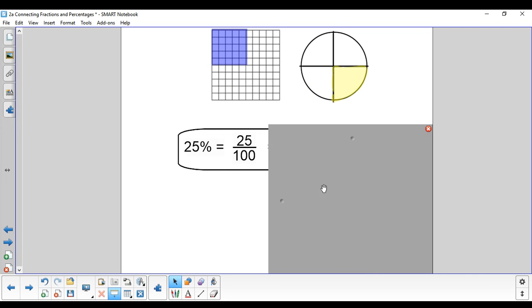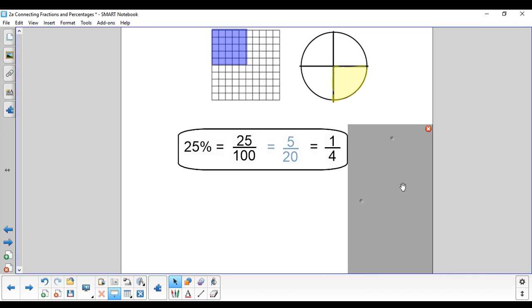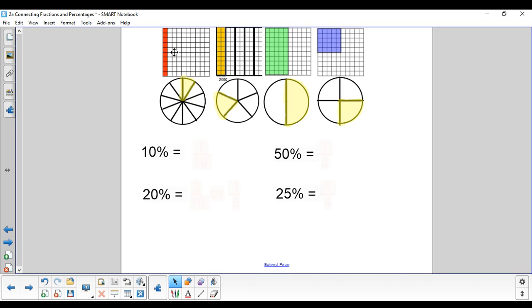And then you know this is a quarter, you could divide by 5. So I'm just showing you that you could go through different routes, but wouldn't it be easier just to remember 25% is a quarter? So let's go through it again. 10% is a tenth. 50% you should know is a half. 25% is a quarter, and 20% is 2 tenths or a fifth.